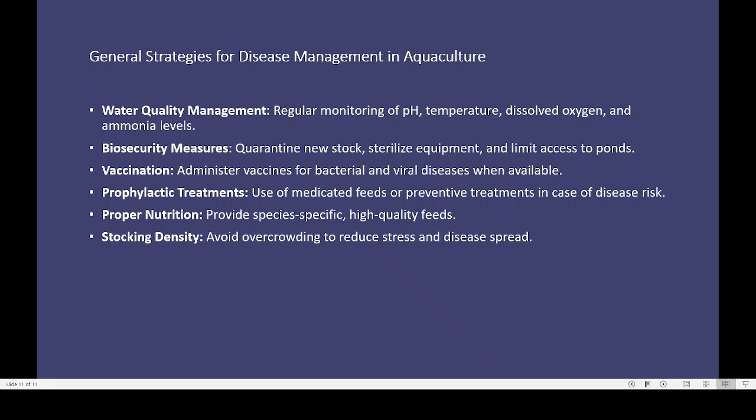Prophylactic treatment: use medicated feed, food containing some medicine, and we can also use some kind of preventive methods in the case of disease risk. Then proper nutrition: giving high quality feed is an important thing. Stocking density: do not overcrowd, reduce the number of fish that you are introducing into the fish pond. If too many fish are present, that will lead to overcrowding, and overcrowding can be a source of bacterial contamination or infection. So this is some of the general idea regarding what we can do to prevent the spread of fish diseases.